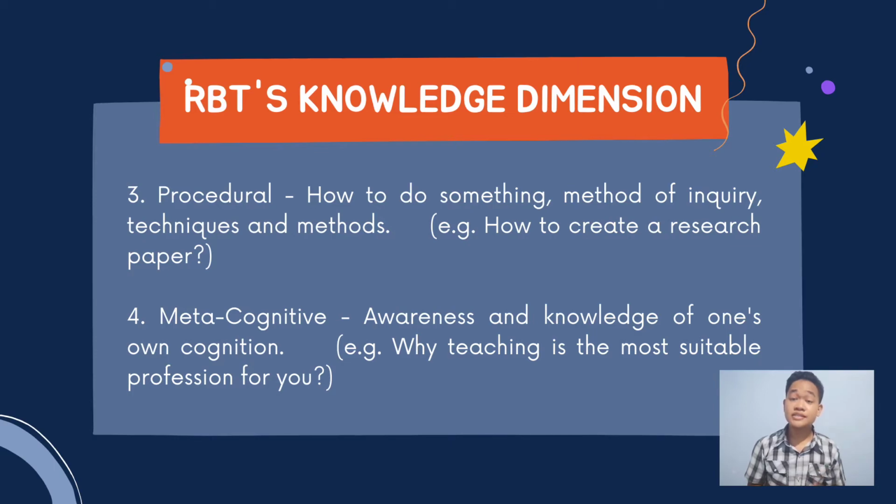And then the last one is the metacognitive type of knowledge, which is about awareness and knowledge of one's own cognition. It requires reflective knowledge and strategies on how to solve problems through understanding oneself and the context. So our example here is why teaching is the most suitable profession for you. Well, you can answer this by understanding and reflecting on yourself. And then you need to try to construct ideas in order for you to reason out.